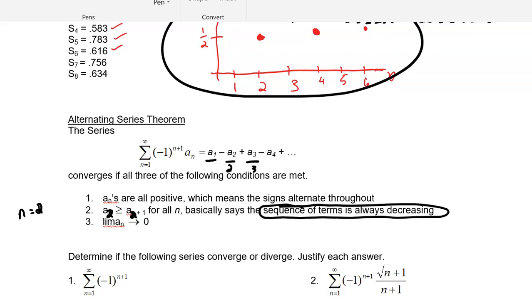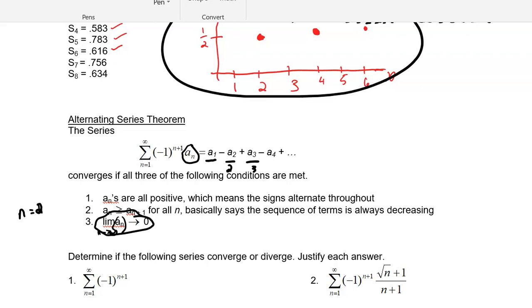And then this somewhat goes hand in hand for the most part, that as this is decreasing, the only way this would work is if the limit of a sub n as n goes to infinity for our general term has to be 0. All right, so the big thing you're just looking for is, does this general term stay positive? And then does it have a limit of 0 that we decrease all the time towards that limit? And if it does, then this is going to work.